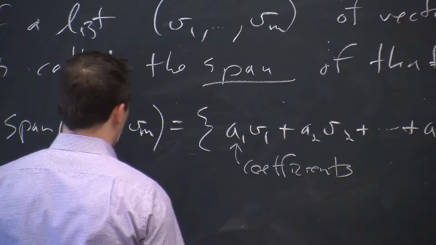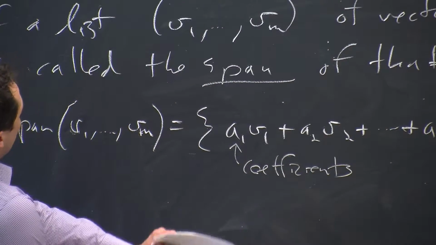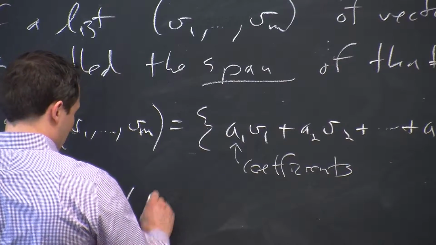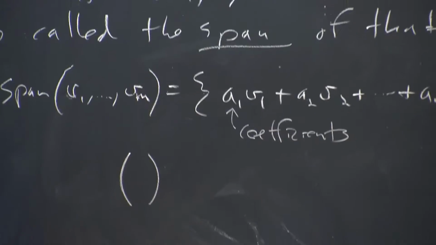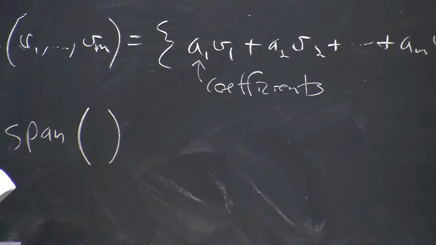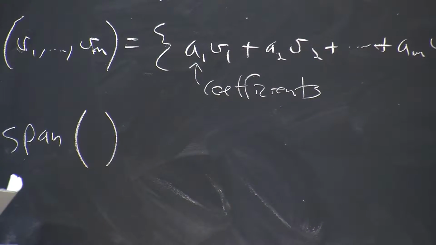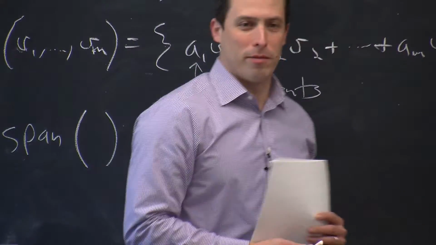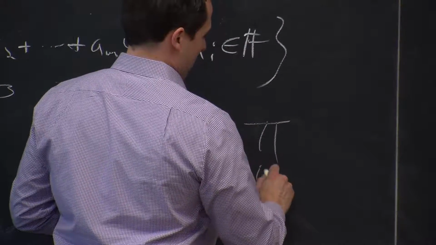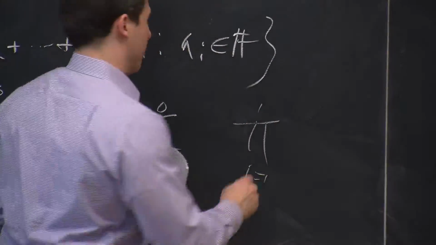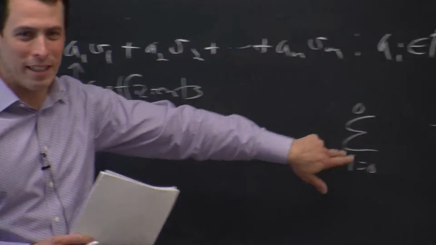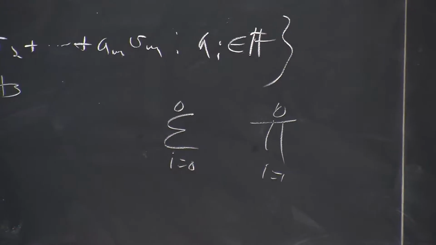And this span is, okay. So how about this list of vectors? What's the span of this list? So related to this, what is the sum of 0 things? Or what is the product of nothing? What is the empty product? What is the empty sum? So the empty sum is 0. It's the identity element. The empty product is 1, the multiplicative identity element.